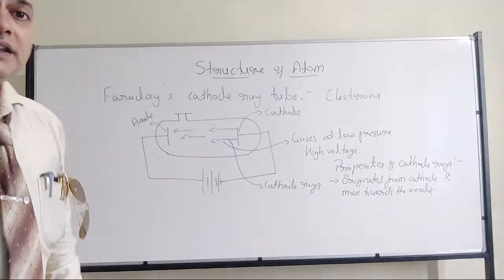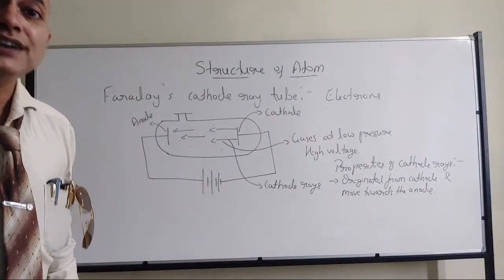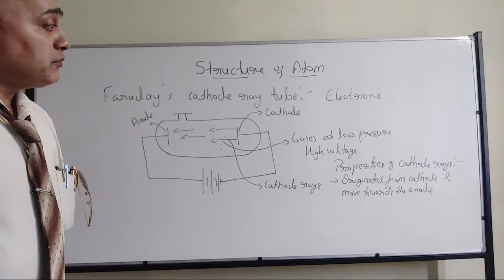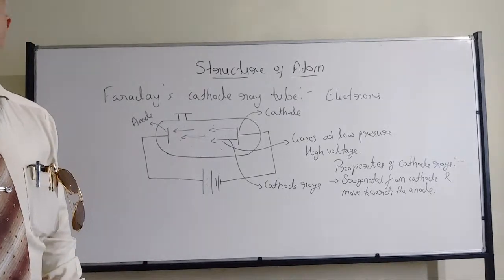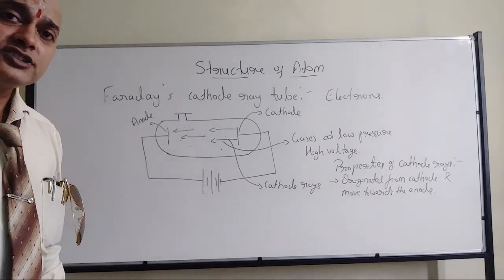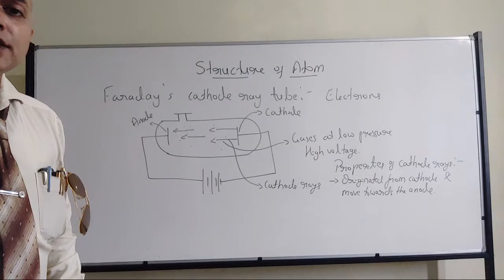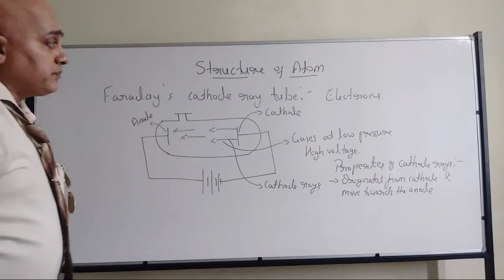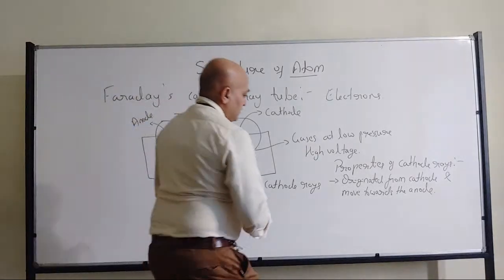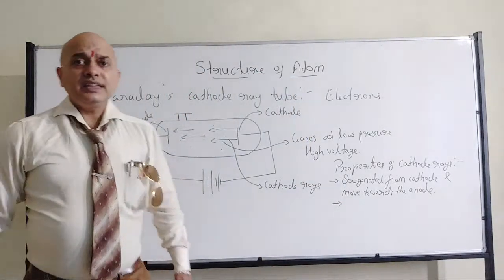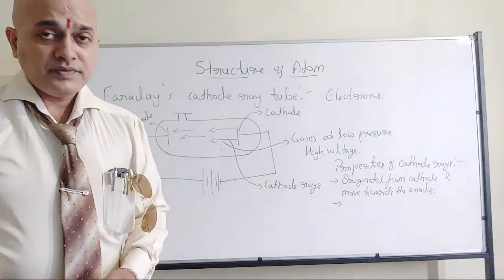They originate from the cathode, which is an electrode, and move towards the anode. Have all of you understood? Due to that reason only, they are called cathode rays, because they originate from the cathode. Now, next one: they don't have any color.